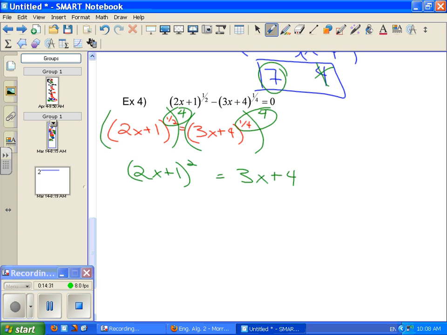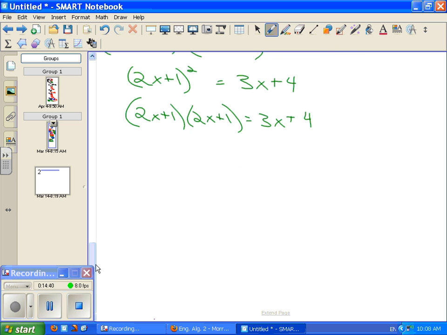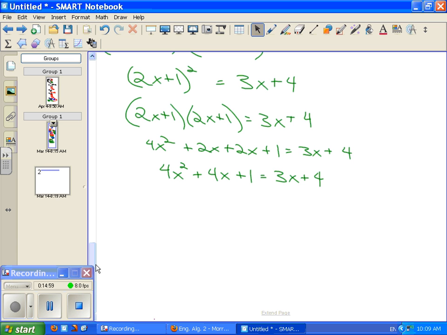All right, now what do I do with this? FOIL it. So 2x plus 1 times a 2x plus 1 equals a 3x plus 4. So that's 4x squared plus 2x plus another 2x plus a 1 equals my 3x plus 4. That's 4x squared plus 4x plus 1 equals 3x plus 4. Now what? Subtract by 3x. Okay. So now I've got 4x squared plus x minus 3 equals 0.